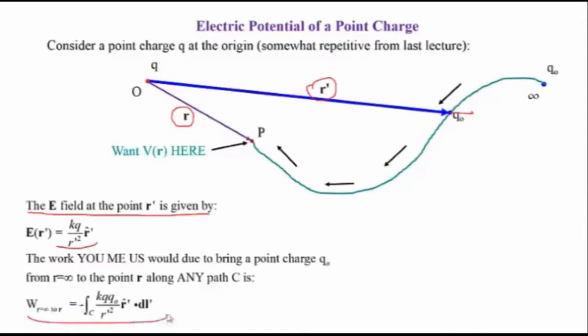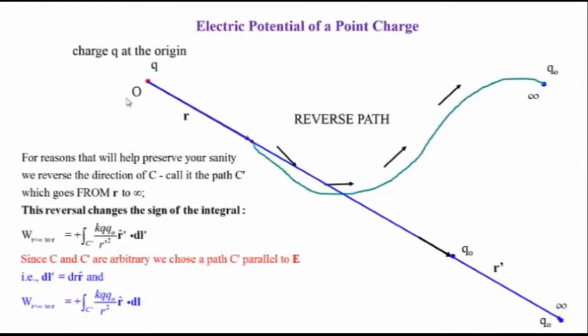is equal to what we had before. This is the force right here. This is the force on Q0. So this is the Coulomb force really. We take the direction of that force and dot it into the dl prime, which are these little vectors that are along the path. Let's start again.